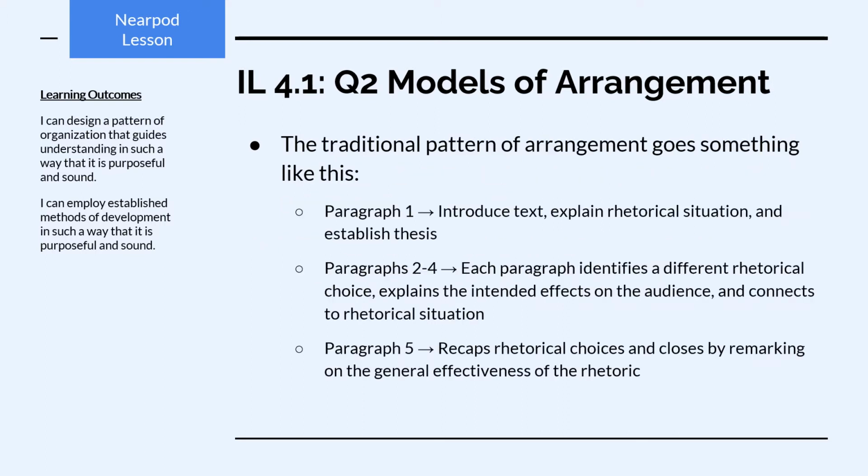The traditional pattern of arranging a Q2 goes something like this. Paragraph 1 is your introduction, where you introduce the text, explain the rhetorical situation, the writer, audience, context, and all that, and establish your thesis. Paragraphs 2, 3, and 4 act as your body paragraphs, with each paragraph identifying a different rhetorical choice that the writer makes, explaining the intended effects on the audience of this rhetorical choice and connecting that rhetorical choice back to the rhetorical situation. Paragraph 5 is your conclusion paragraph, which recaps the rhetorical choices that the writer makes and closes by remarking on the general effectiveness of the rhetoric.